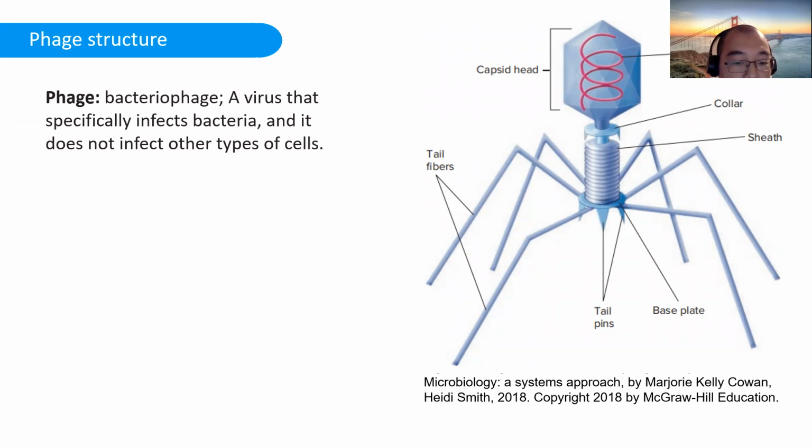Phage or bacteriophage is a virus that specifically infects bacteria, and it doesn't infect other types of cells. We can see it has a capsid head, nucleic acid, sheath, tail fiber, and tail pins.